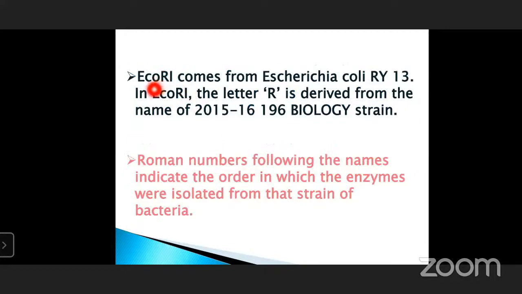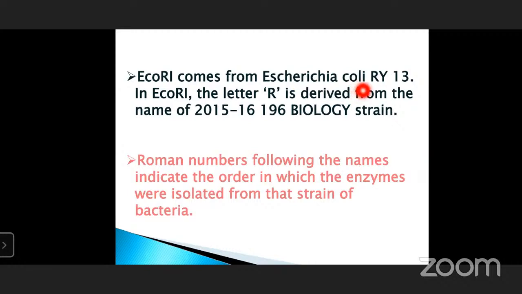So another restriction enzyme is EcoR1. EcoR1 means it is isolated from Escherichia coli bacteria. This EcoR1 comes from Escherichia coli strain RY. Its number is 13. In EcoR1, the letter R is derived from the name of the strain, R as well as Y, and 13 is the number as well as sequence which is present in the E. coli bacteria.